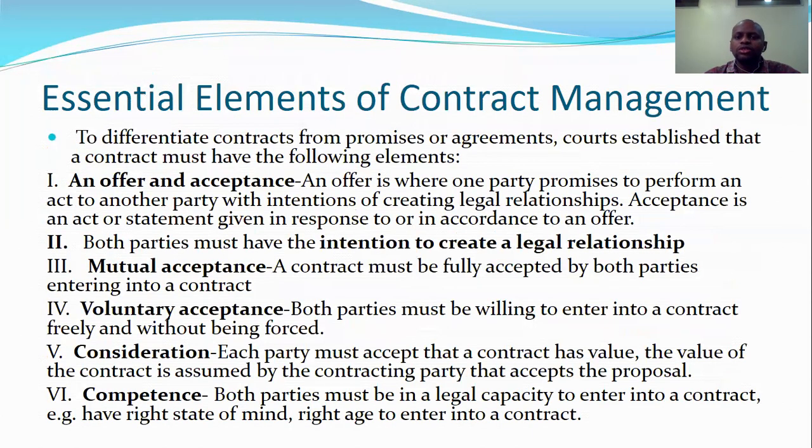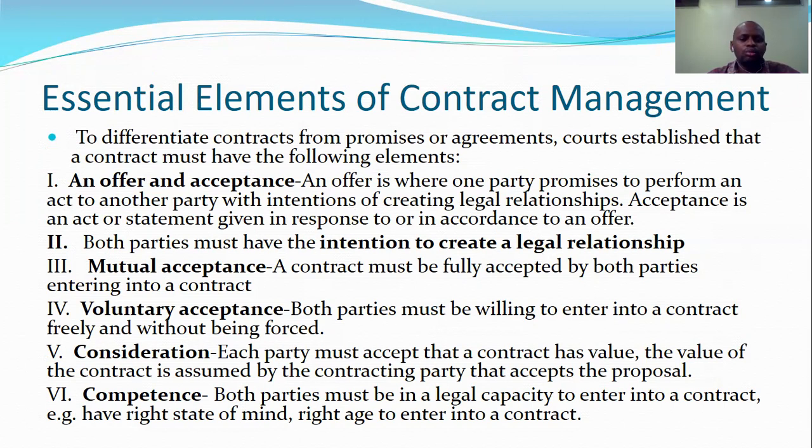So what are some of the essential elements of a contract? The first one is an offer and acceptance. An offer is where one party promises to perform an act to another party with the intention of creating a legal relationship. And acceptance on the other side is the act or statement given in response to or in accordance with an offer. So both parties must have legal intentions to create a legal relationship.